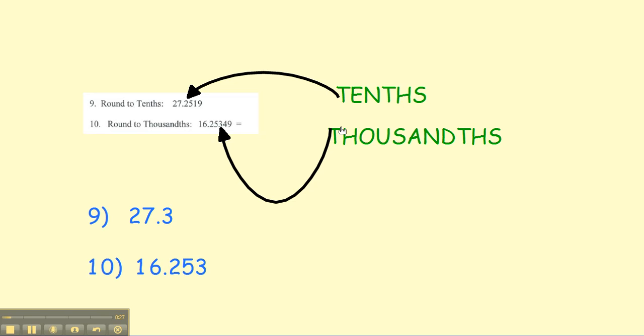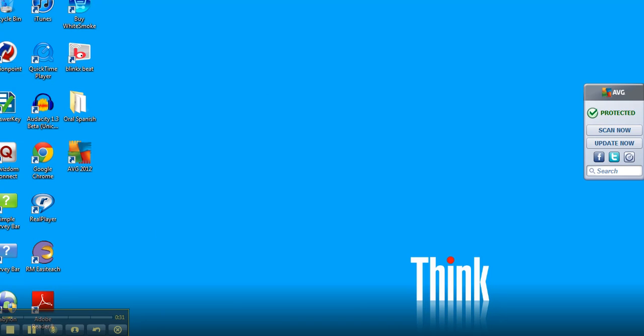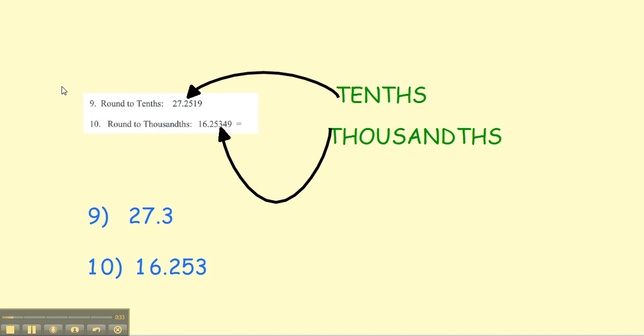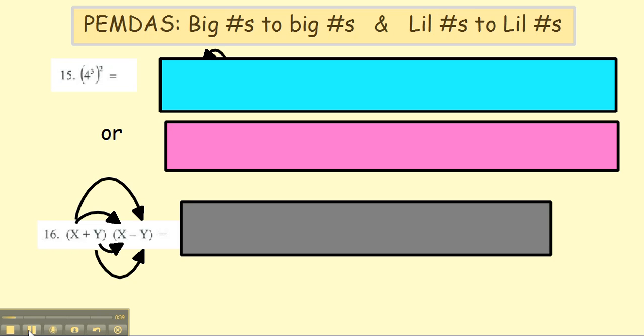The next one again uses PEMDAS, and the key here is to remember big numbers go to big numbers and little numbers go to little numbers, or in other words, only big numbers can change big numbers.